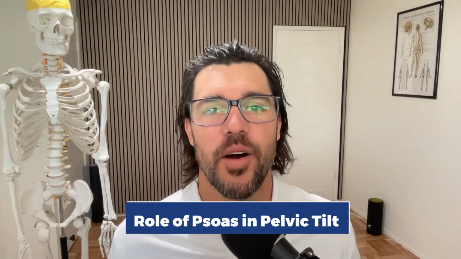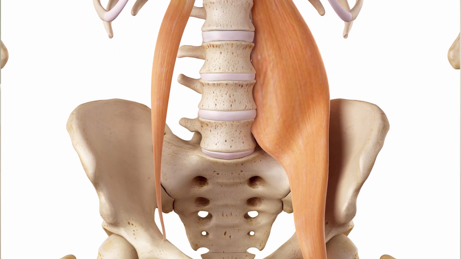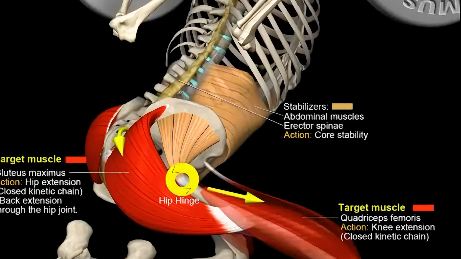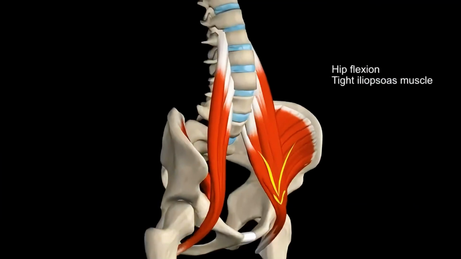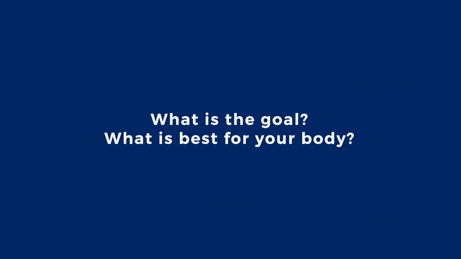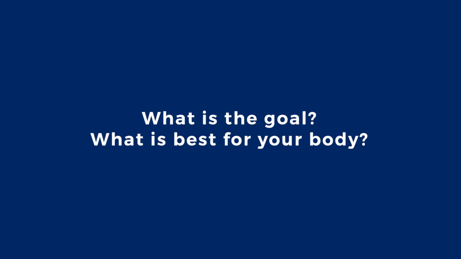We are going to go on a journey together, exploring the role that the psoas plays in pelvic tilt and just clear up any confusion between the motions that could be associated with pelvic tilt, such as hip hinge and lumbar flexion. We have to separate those motions and get clear on what pelvic tilt really is. And then also, what is the actual goal? What would be the best thing for your body?